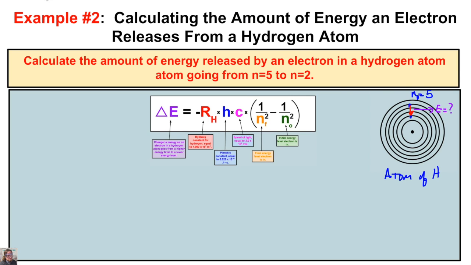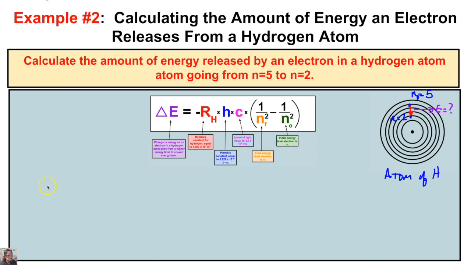We want to know how much energy this electron here is going to release as it goes from n equals 5 to n equals 2 here. So how can we figure that out? Well, we can use this formula right here. The change in energy is going to be equal to the negative Rydberg constant times Planck's constant times c, all multiplied by 1 over n squared, where n here is the final principal energy level that that electron is in, minus 1 over n squared, where n here is the initial principal energy level that that electron is in.